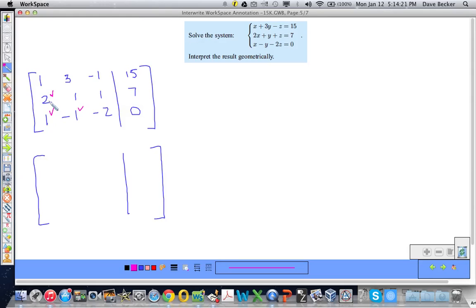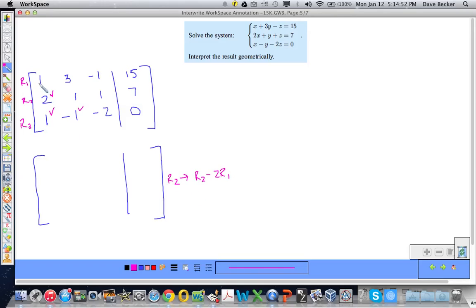And what I'm going to choose to do is take 2 times, let's call this row 1 and this row 2 and this row 3. I'm going to take row 2 minus 2 times row 1 to get my new row 2. Okay, so row 2 is going to be row 2 minus 2 times row 1. Okay, so how does that work?